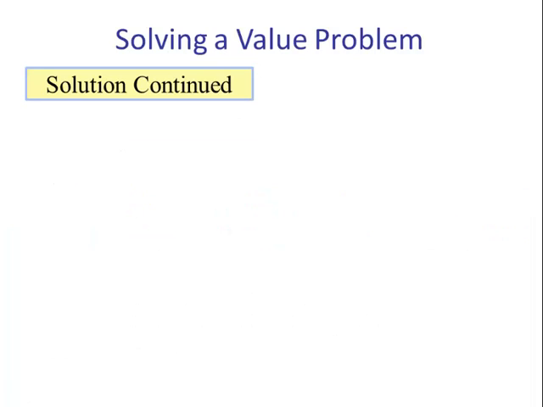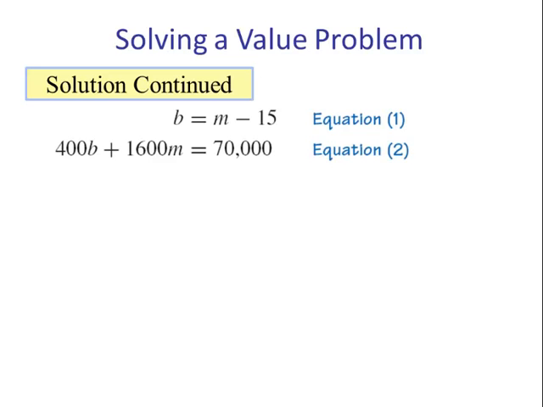So the system is B equals M minus 15. That's equation 1. And equation 2 is 400B plus 1,600M equals 70,000. Given this system, I think the easiest way to solve would be by substitution. Using equation 1, we know that B is equal to the expression M minus 15.